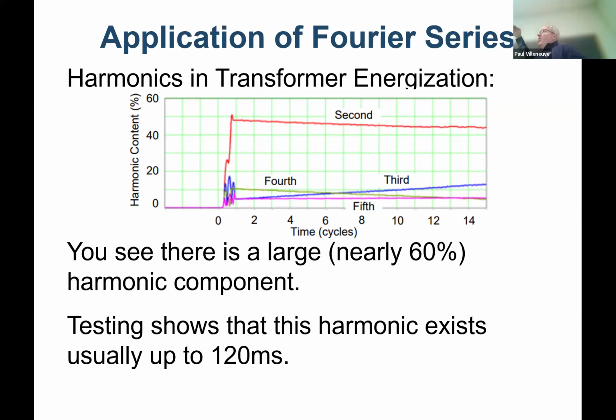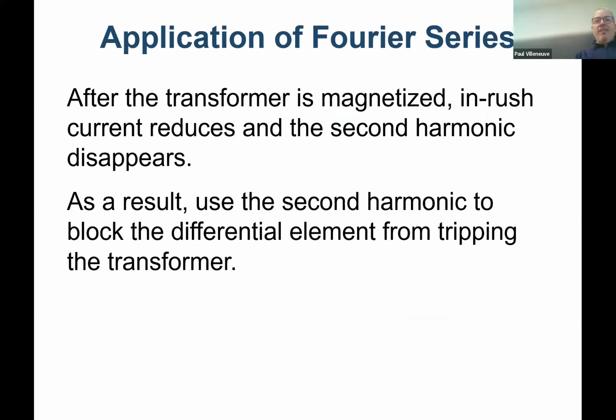Because when it's energized, you get all this current going in, but no current going out. So it was tripping because it's like, hey, there's a problem here. But if we monitor the 2nd harmonic, we would actually stop the device from tripping because it was being energized. And so that's what was added in. We used the 2nd harmonic to block the differential element from tripping the transformer.